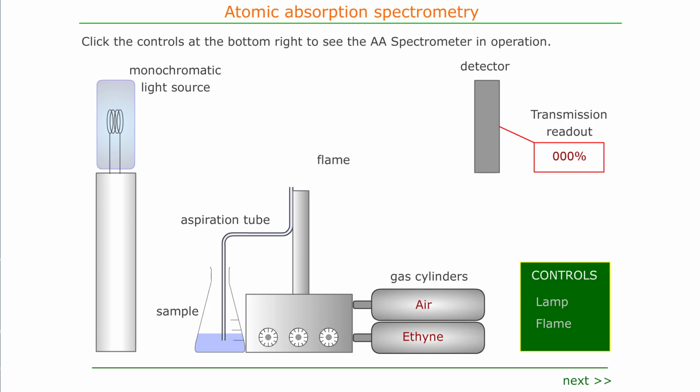Atomic absorption spectrometry is a way of analysing the content of solutions in terms of metals. Usually it detects metallic elements. If we have a look at the diagram, you'll see there's a conical flask with the label sample. This is a solution. The solution gets sucked up an aspiration tube, and then it's going to be blown into a flame. The flame is normally made by burning air and ethyne together.